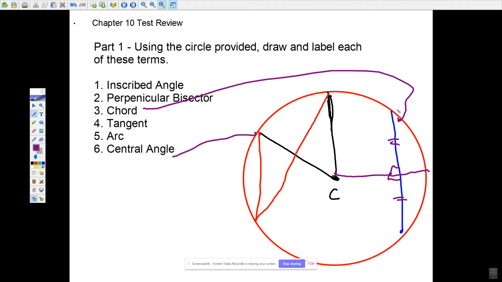The chord is anywhere that touches both sides of the circle but does not go through the center. But the tangent line is right here, which touches the circle only at one point. The arc is really of any angle, so we can just look at the arc of this angle right here. That's the arc. And finally, the perpendicular bisector is over here. It comes from the center, and it cuts the chord into two equal halves. Next question.